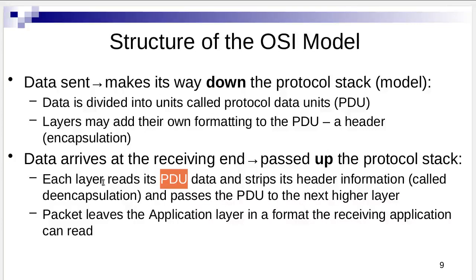So in general we call these data units protocol data units, and it's different things at different layers. When you get data at the receiving end from the sender, each layer strips the header information, which is called de-encapsulation, that is, you're opening things up, and then passes that inner data to the next higher layer. And so data leaves the packet layer in a format, and then the receiving application can read the same format of data.